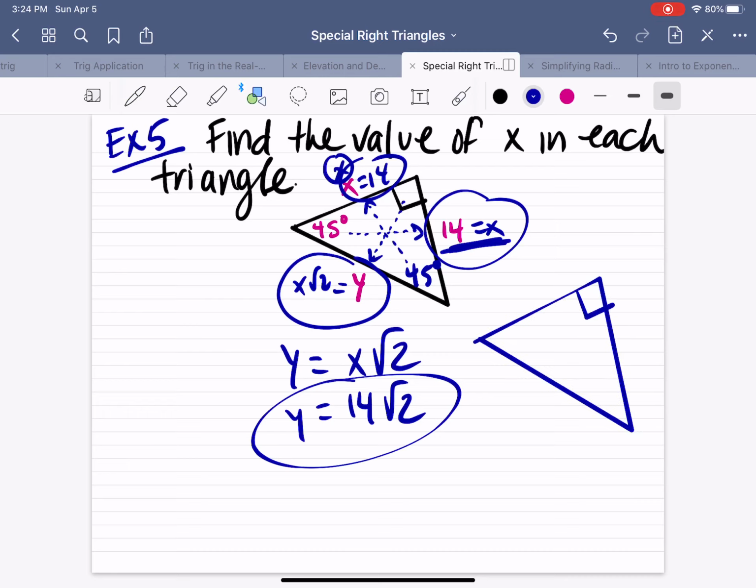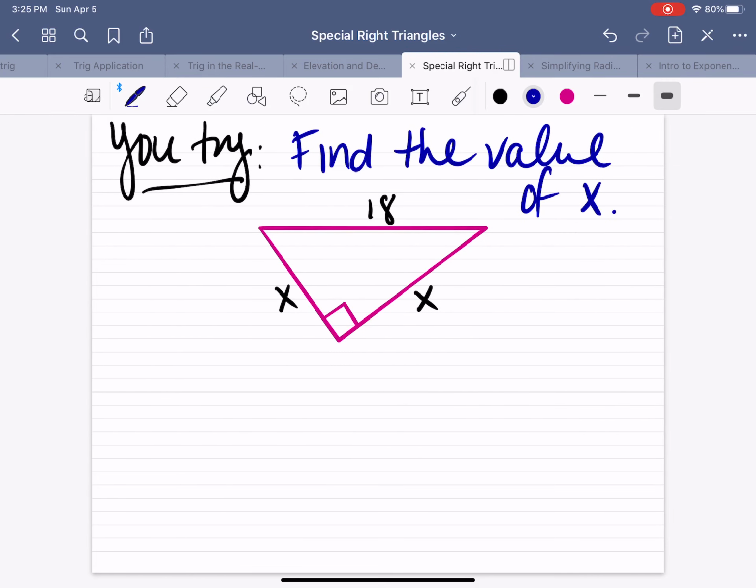Let me redraw the triangle. So we just found that this side is 14. Since it's a 45, 45, 90, the other leg is also 14. And then the hypotenuse is 14 root 2, since it is x root 2. So remember, you could have solved this using SOHCAHTOA, but the properties of special right triangles make it so much easier. Go ahead and try the following problem, pause the video, and then come back.